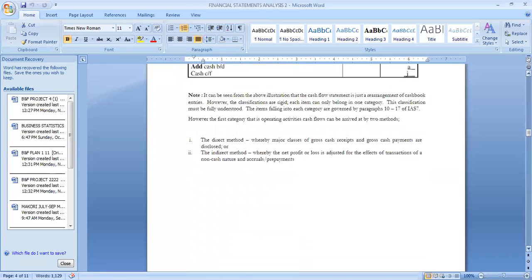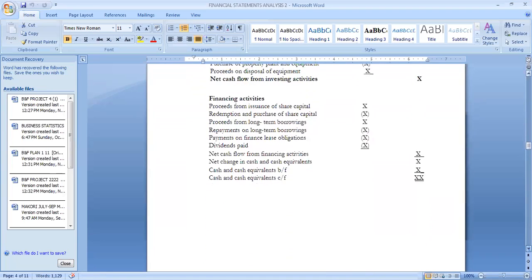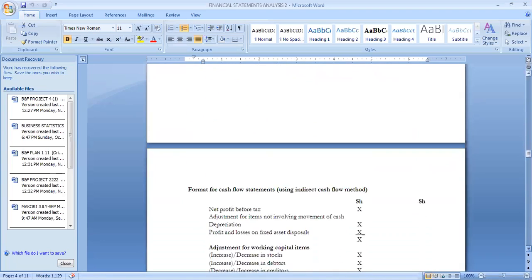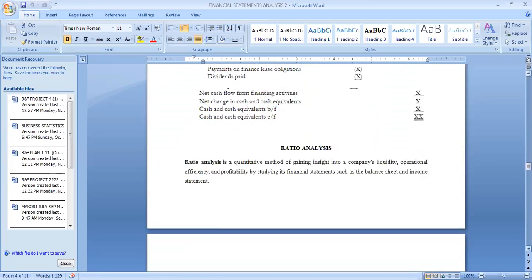Then you need to also know that the cash flow statement is prepared using two approaches. Approach number one is what we call the direct method, and approach number two is known as the indirect method, and all that. I don't want to bother you with these very long stories. I want to go to the main area of the day, which is now the ratio analysis.